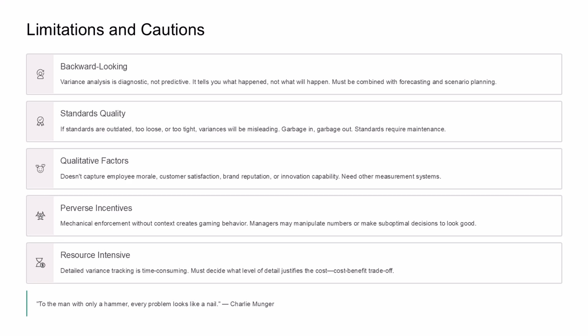No single tool, not even variance analysis, gives you complete understanding of business performance. You need multiple perspectives, multiple measures, both financial and non-financial, both quantitative and qualitative. As Charlie Munger teaches, to the man with only a hammer, every problem looks like a nail. Variance analysis is one powerful tool in your management toolkit, but it's not the only tool. Use it where it adds value, supplement it where it falls short. That's the wisdom of practical application. Now let's look at some advanced applications for those who want to go deeper.